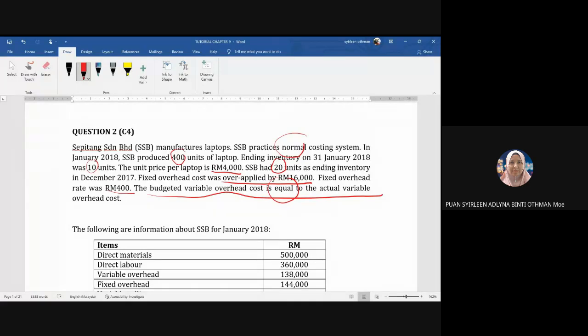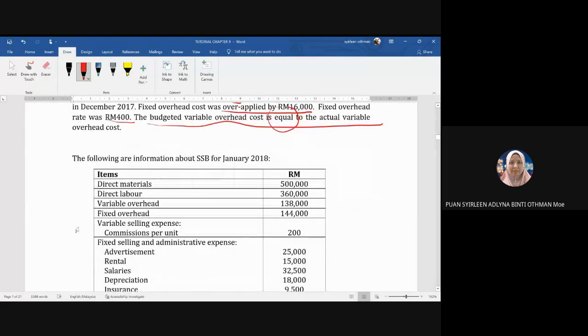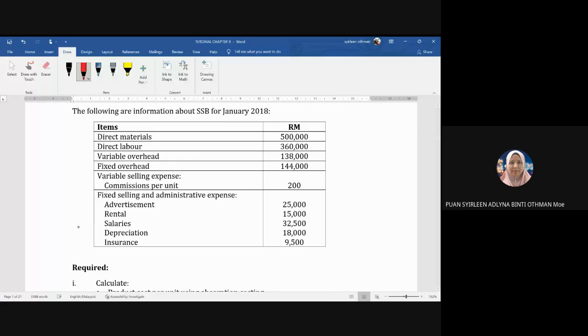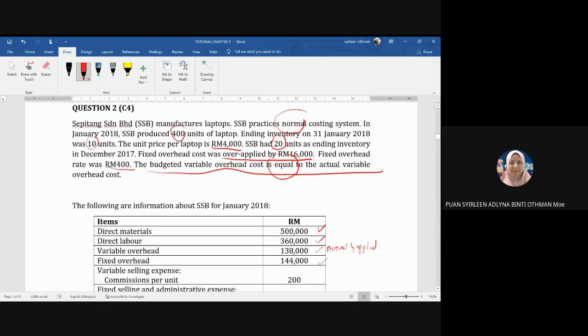Okay? Alright, so kalau kamu tengok dalam soalan, you are given the direct materials, the direct labor. Variable MOH ni, ini ialah actual and applied. So tak ada masalah lah. Okay, ini fixed overhead. This is actual. Okay, tapi dia dah bagi tahu dalam soalan kita ada over applied by 16,000. Okay, that means your applied fixed MOH, nilai dia lain. Okay, dia dah bagi tahu, that's a clue lah.